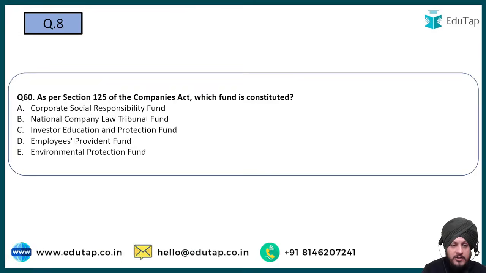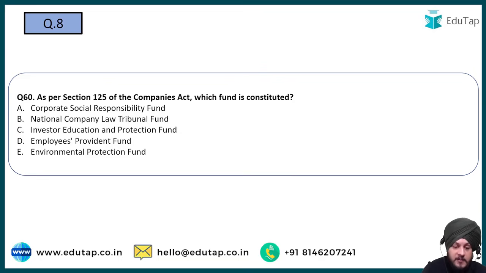Now moving on to question number 8. As per section 125 of the Companies Act, which fund is constituted? Option A, Corporate Social Responsibility Fund. Option B, National Company Law Tribunal. Option C, Investor Education and Protection Fund. Option D, Employees Provident Fund. And option E, Environmental Protection Fund.